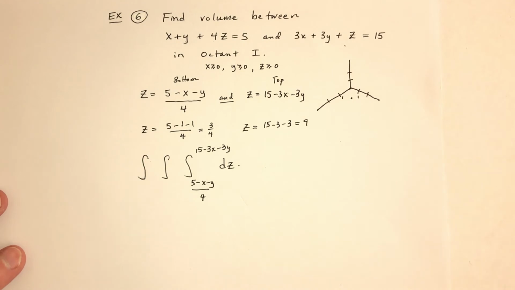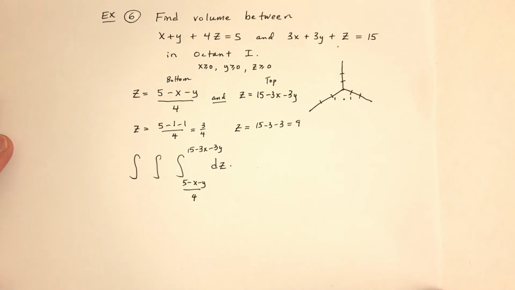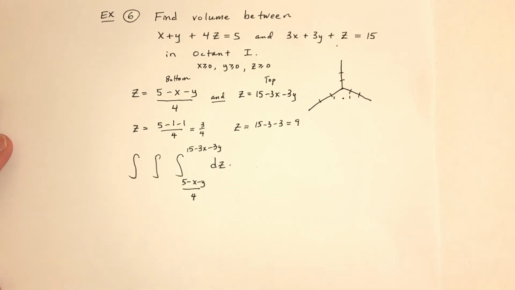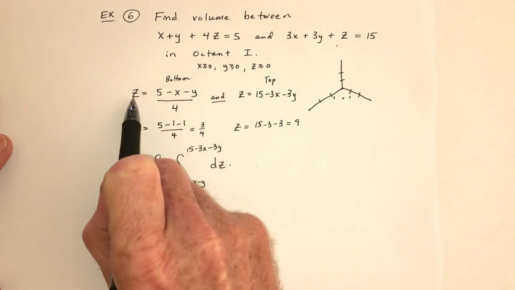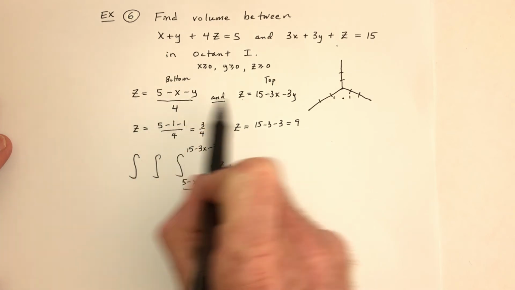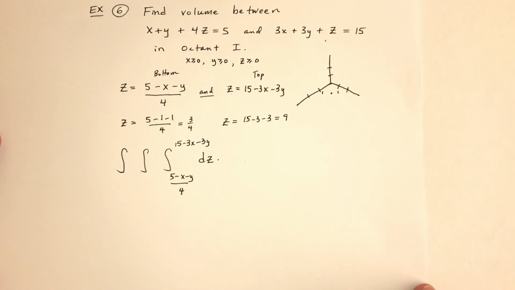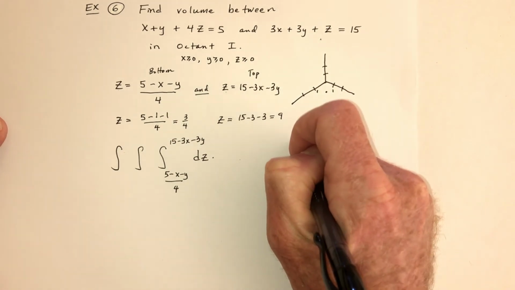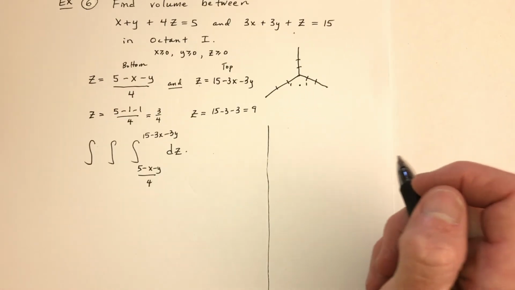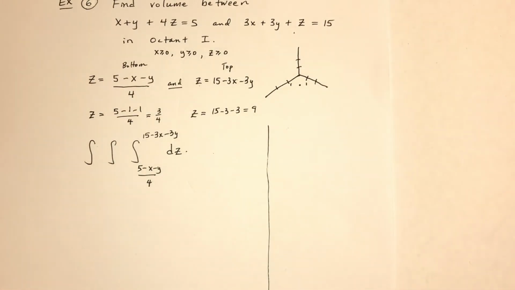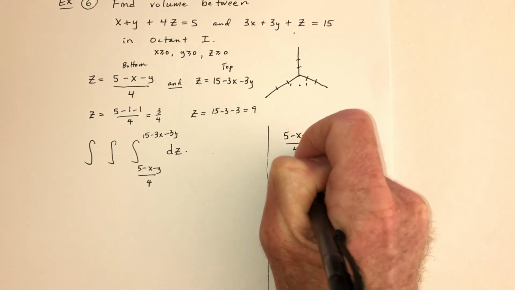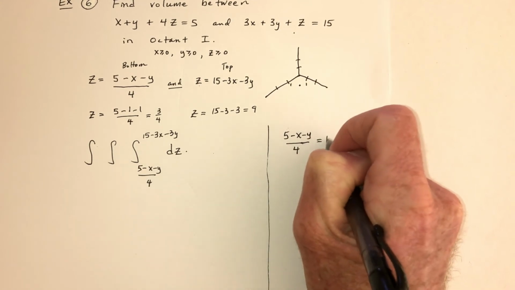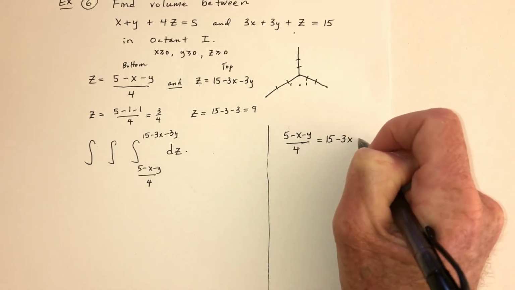And again, you don't have to graph it. Calculus has been done for hundreds of years without GeoGebra, so it's possible to do it without GeoGebra. Those two planes intersect somewhere. If this is equal to z and this is equal to z, then just put this one equal to this one. So we'll need to do some algebra over here. Where does 5 minus x minus y over 4 equal 15 minus 3x minus 3y?